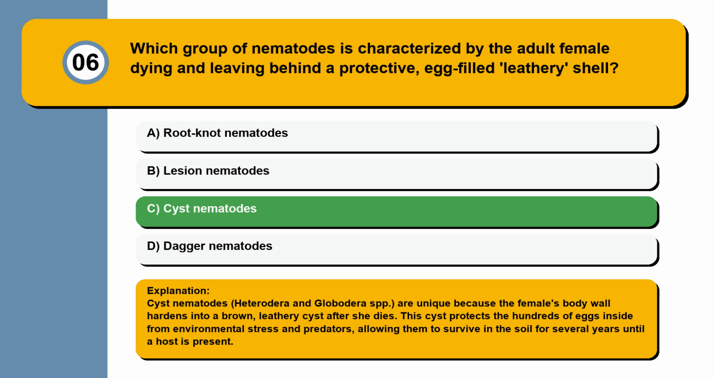Cyst nematodes, Heterodera and Globodera spp, are unique because the female's body wall hardens into a brown, leathery cyst after she dies. This cyst protects the hundreds of eggs inside from environmental stress and predators, allowing them to survive in the soil for several years until a host is present.